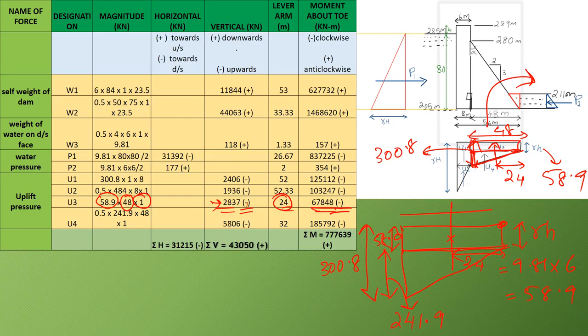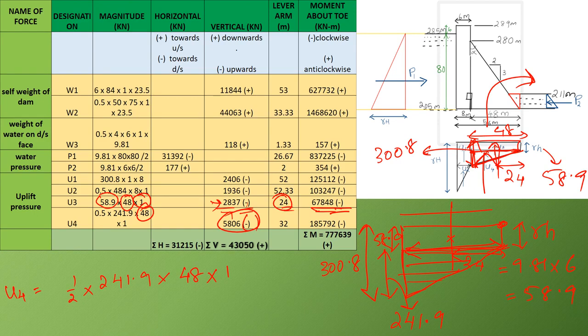Now you have to find out the area of this triangle. That is, U4 is equal to half into 241.9 multiplied by base width, that is 48, into unit length, that is equal to 1. So you'll be getting the value as 5806, and this is also acting in the upward direction, so that is taken as negative.